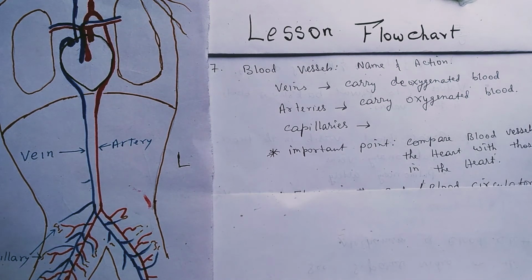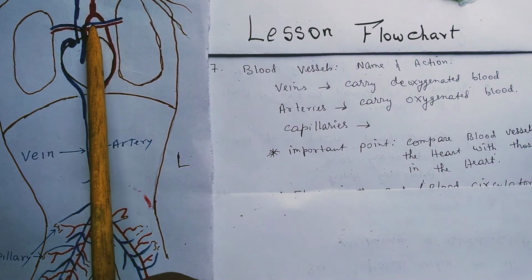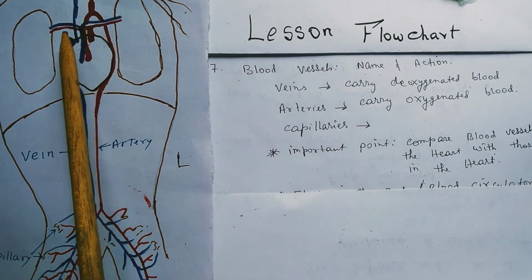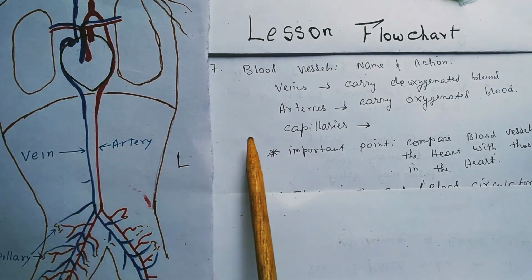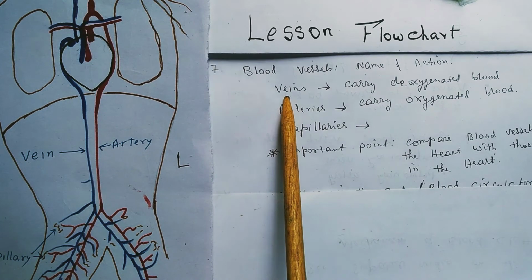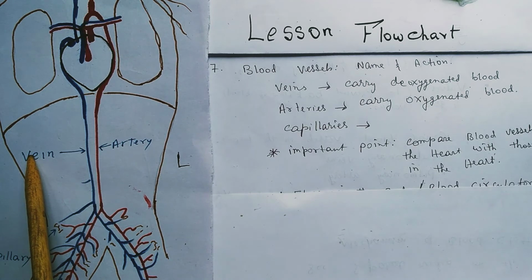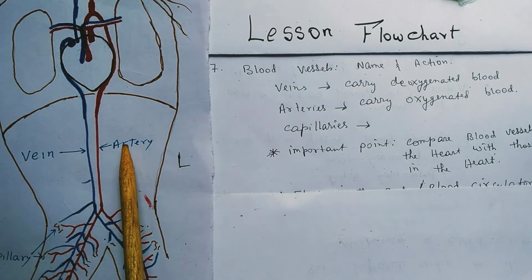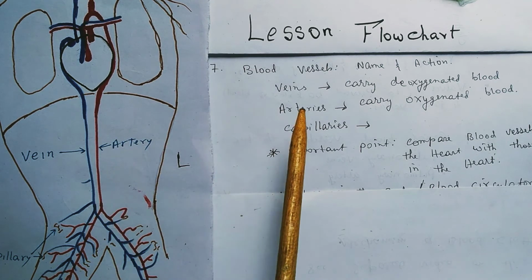And another point is blood vessels. In the body there are 3 main blood vessels other than the heart. In the heart they are named with different names, but in the other parts of the body the blood vessels are of 3 types: the veins, the arteries, and the capillaries. This blue one is called the vein. I told you why they are blue. And this artery is the red one, and the capillaries.